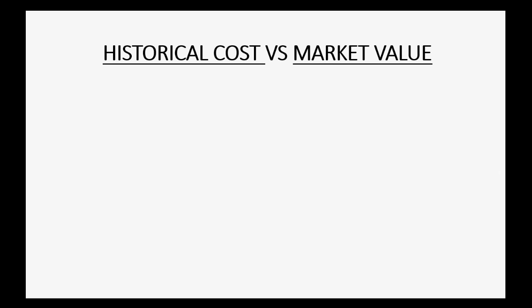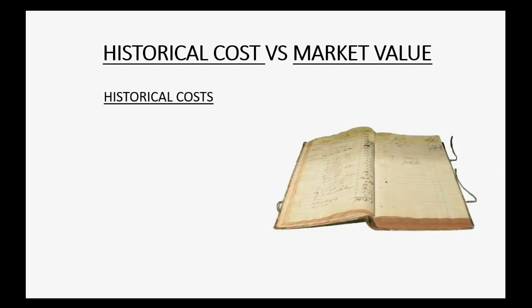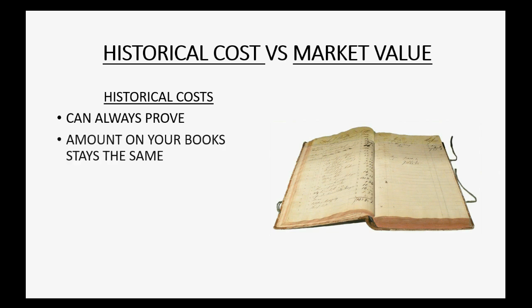How do we record the value of our assets? Do we record it at historical cost, which means what we paid for it? Or do we record it at market value, which means what we can sell it for and what it's really worth? Well, let's look at the pros and cons. If we use historical cost, we can always prove that amount, and the amount will stay the same on your books as the asset sits there and is physically the same all the time.